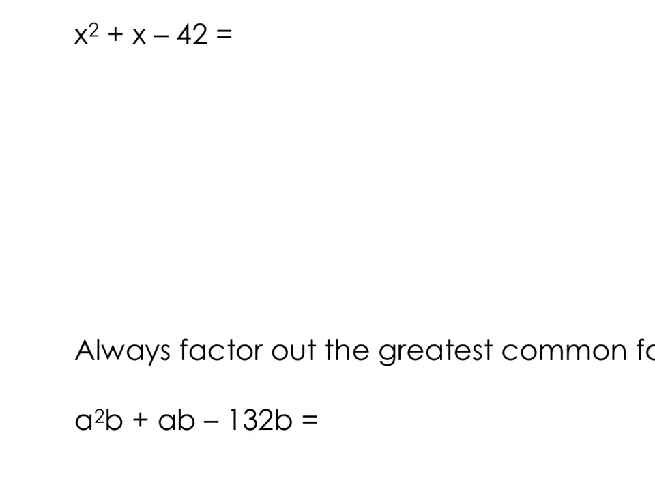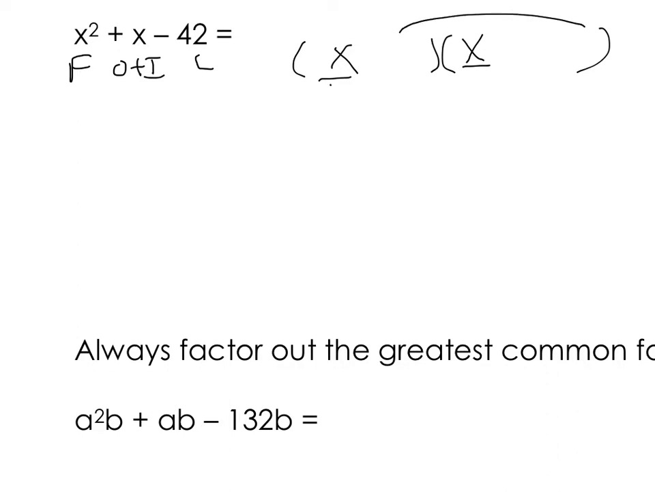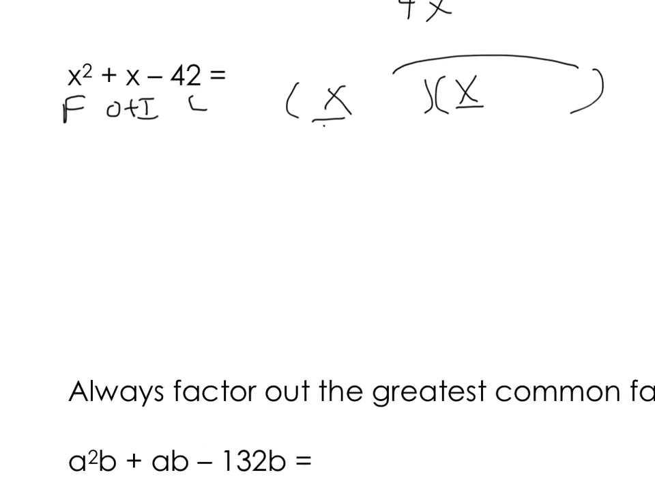Let's do this one. First, outside plus inside. Ooh, last. This time it's negative 42. We're going to have to think about that. So first, x squared has to be x times x. Now this 42 is kind of tricky. It has to be a minus 42. You have two numbers to multiply together to give you a minus 42. How are you going to multiply two numbers to get a minus 42?